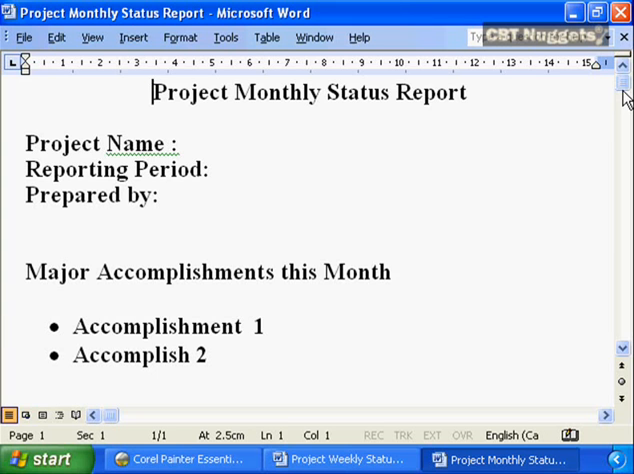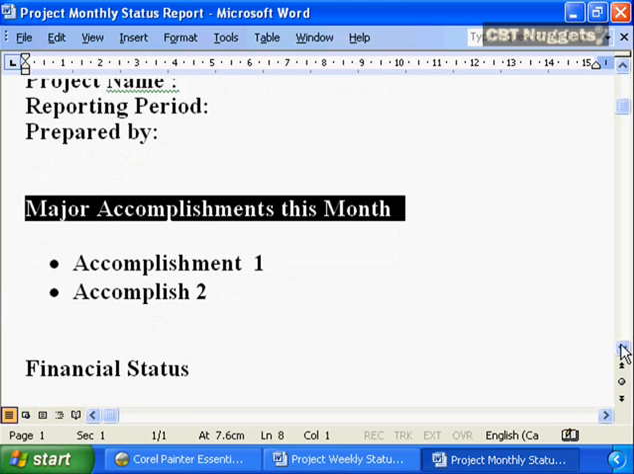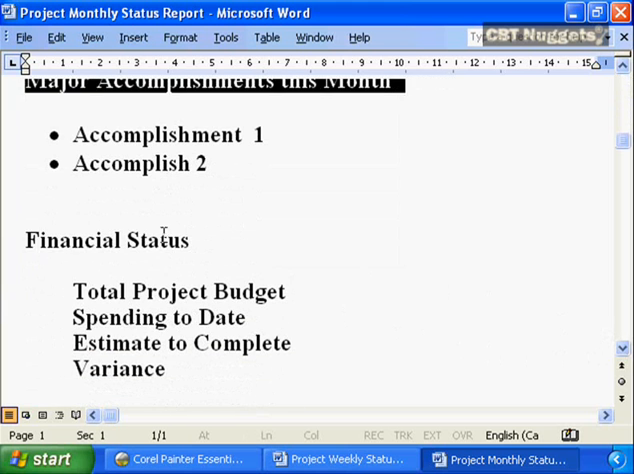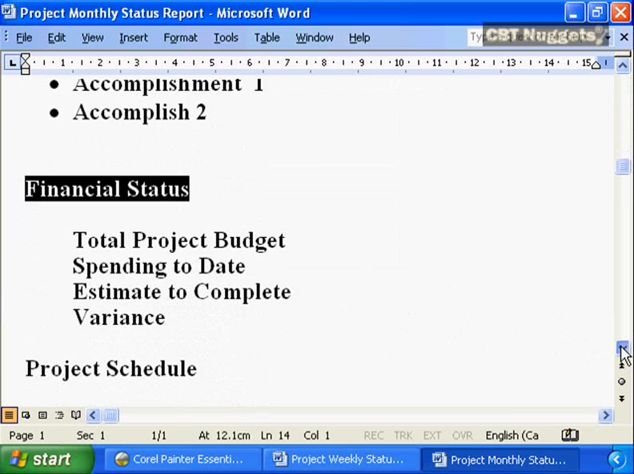So the first major area for your monthly status report is going to be the major accomplishments this month. Here is my major accomplishment number 1. Here's the second thing that I accomplished, and so on. You probably need to provide detail on the financial status. It doesn't need to be line by line, probably as simple as total project budget, here's what I've spent to date, here's my estimate to complete, and here's any variance that I need to report.